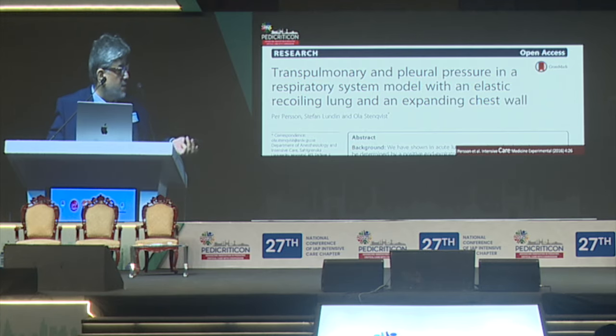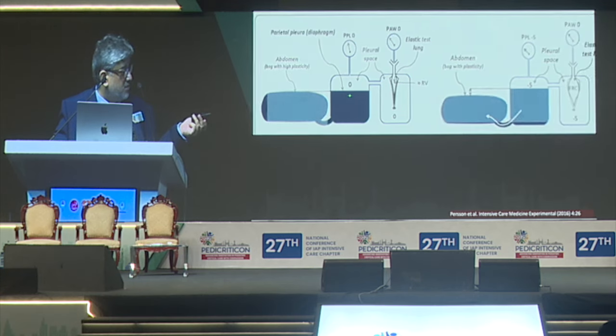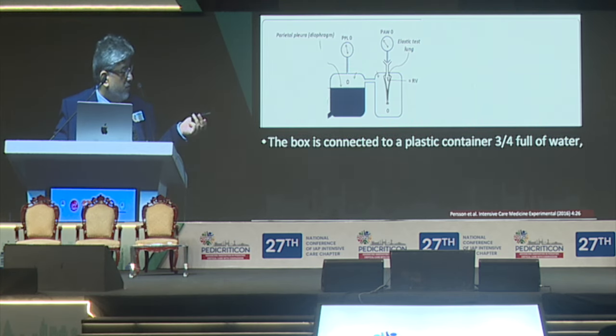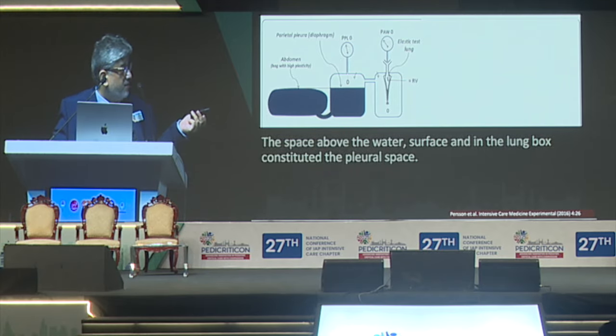So this was an experimental lab study where a test lung was kept inside a chamber which was connected to another chamber which was 2/3 filled with water, which was connected to another sac filled with water, representing the abdomen. The part not filled with water and the part around the test lung represented the pleural space. This was connected to a pressure gauge which was changing the pleural pressure into negative and positive.